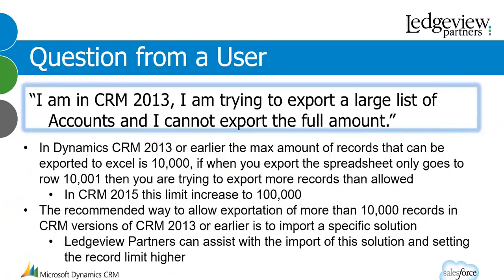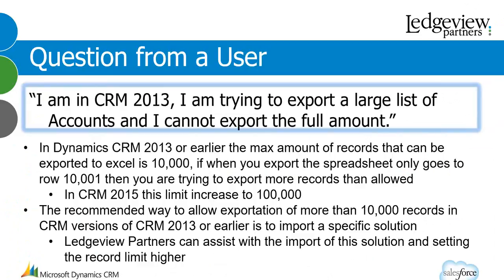So our next question is, I am in CRM 2013. I'm trying to export a large list of accounts, and I cannot export the full amount. This is a common issue for anything that's CRM 2013 or earlier. The max amount of records that can be exported in those editions is 10,000. So if when you export that spreadsheet it only goes to row 10,001, that means you're trying to export more than 10,000 records. In CRM 2015, however, this limit increases to 100,000.